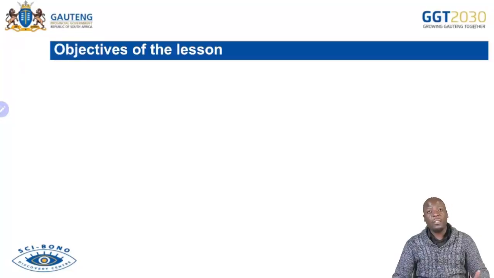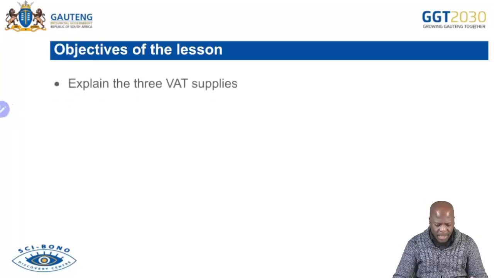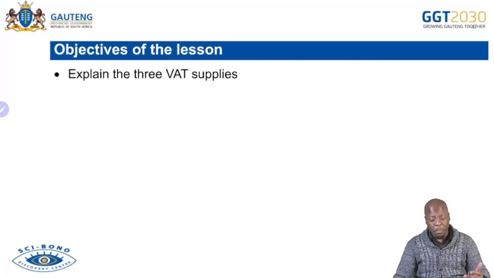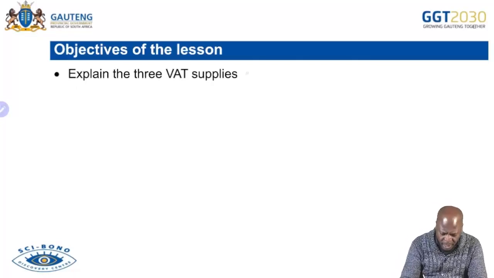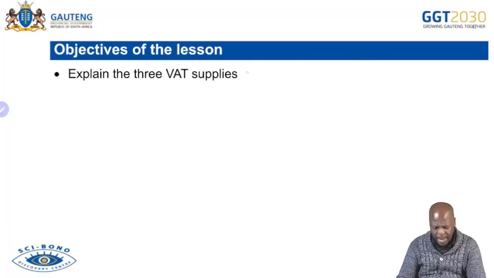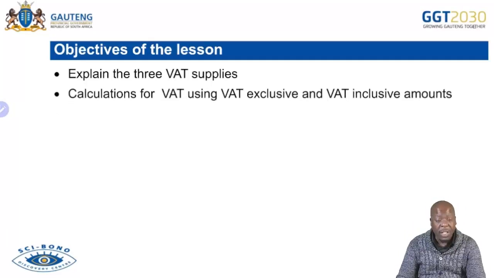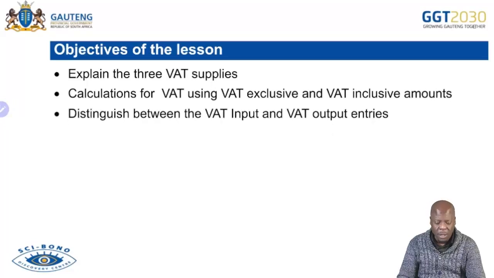Now, my objectives today are very simple. In today's lesson, I expect to explain the three VAT supplies. I will also be touching on calculations for VAT, that is using exclusive and inclusive VAT amounts. I will also be distinguishing between VAT input and VAT output entries.